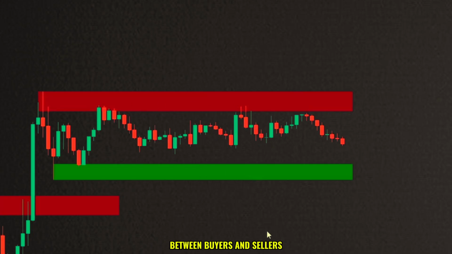dominance of either side between buyers and sellers, until a strong wave pushes up, breaking through the upper sideways zone, or a strong wave pushes down, breaking through the lower sideways zone. Only then does it show the dominance of one side.